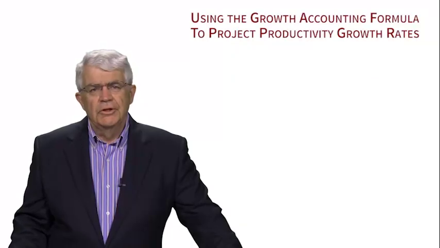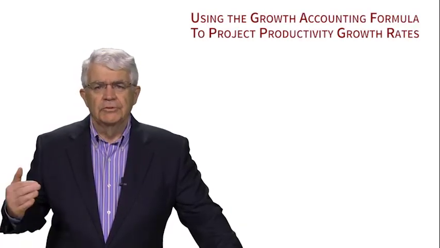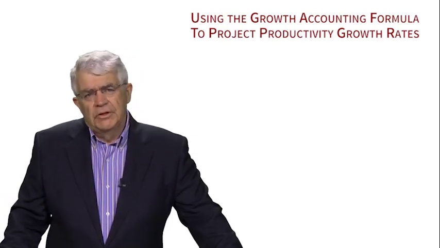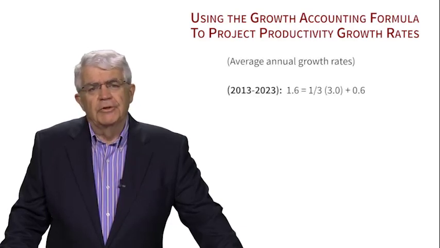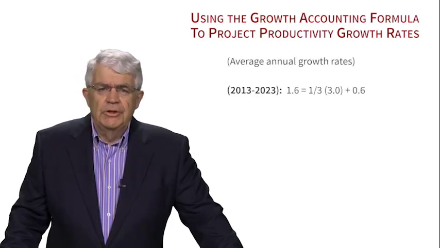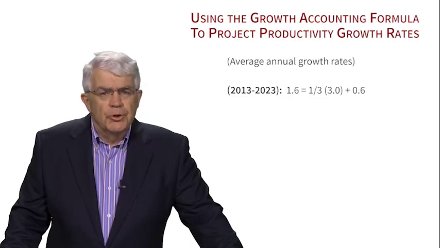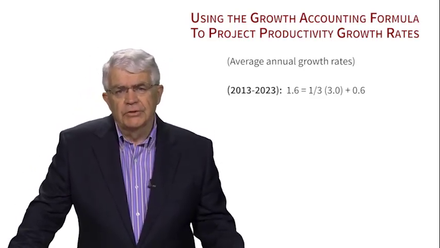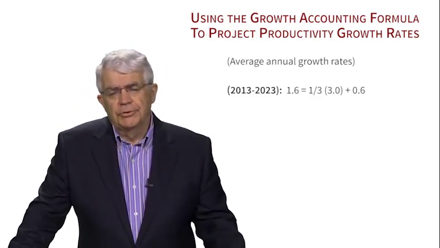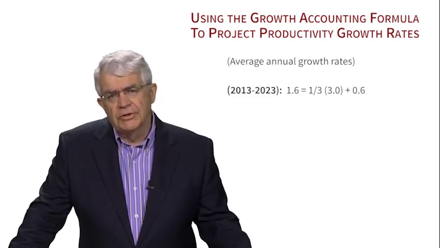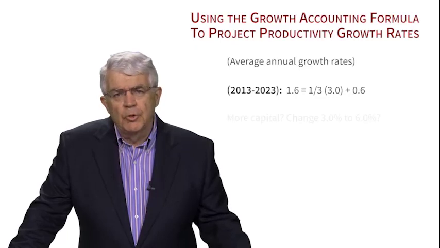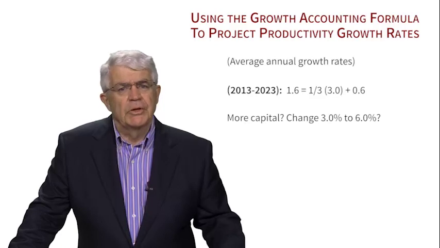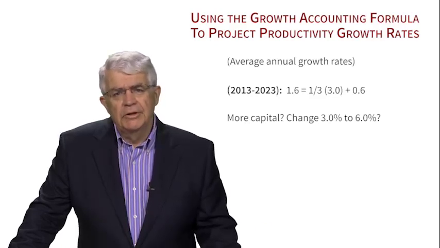Finally, there's the future. You can use the same growth accounting formula to look at productivity growth, economic growth in the future, and this is another example of that. So from 2013 to 2023, the Congressional Budget Office, for example, has an estimate that productivity growth is 1.6% a year. That's divided into 1/3 times 3.3, where 3.3 is the growth rate of capital per unit of work, and 0.6 is this technological input. Now, what would happen if you had more capital, if somehow more investment occurred and the capital grew more rapidly, say by 6% instead of 3%? Well, you can calculate right away. You can do that for homework.